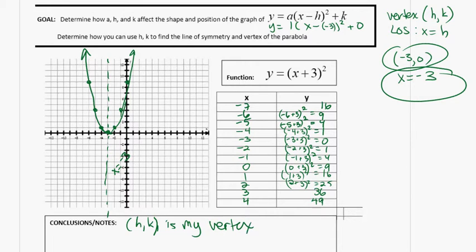Now you have to be careful with what h means. A lot of people might have looked at this and said, well, h is positive 3, when in fact my original formula is y equals a quantity x minus h, not plus h, minus h. So this had to be rewritten as minus negative 3 to keep it equivalent and still make it a minus h. So my h ended up being negative 3. My k, of course, is still 0. And so my vertex is negative 3, 0.